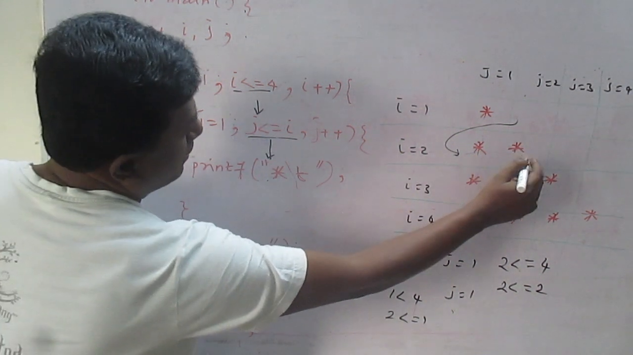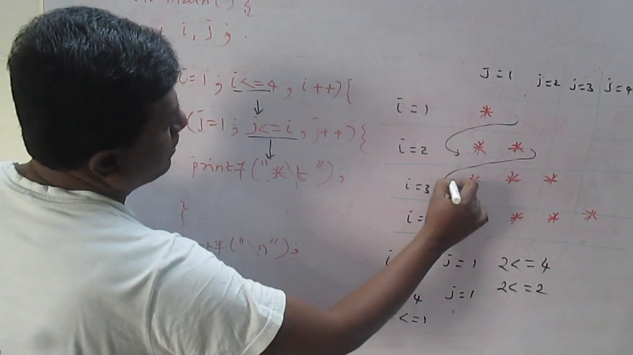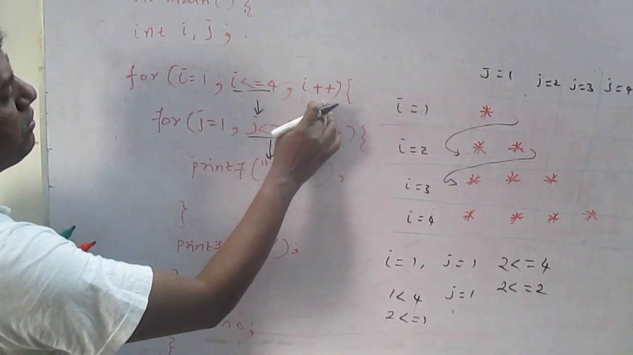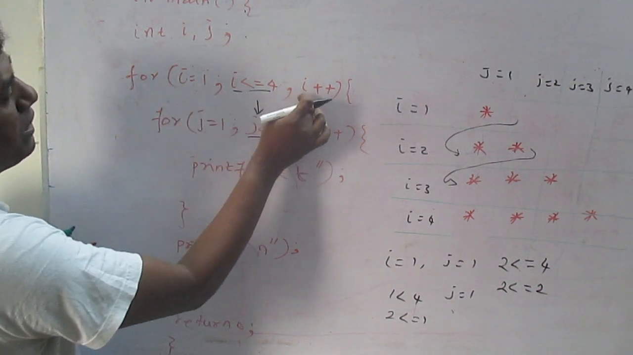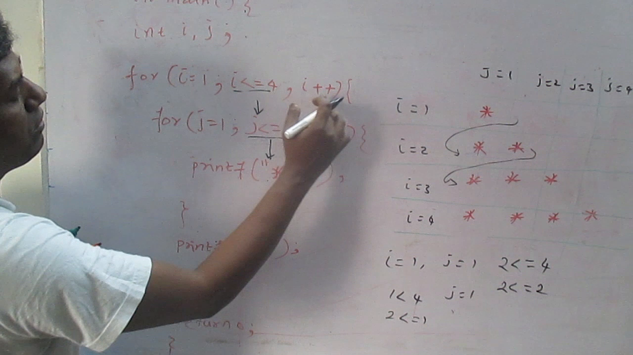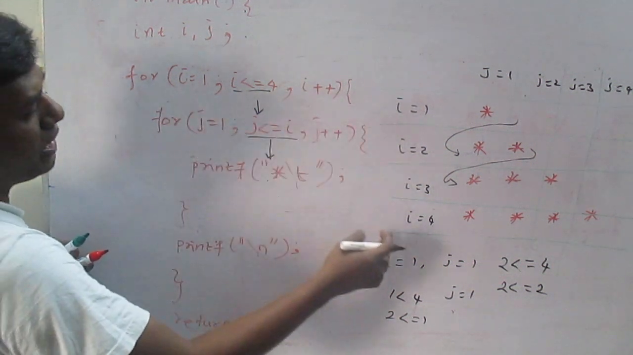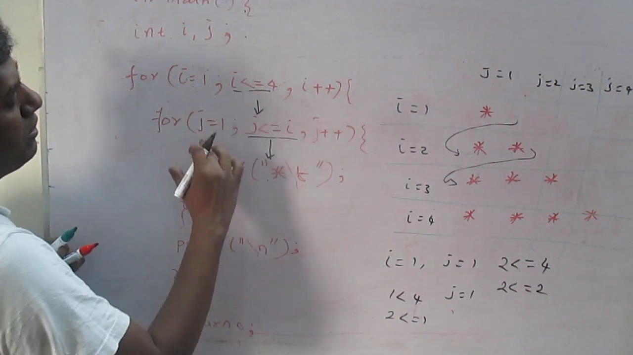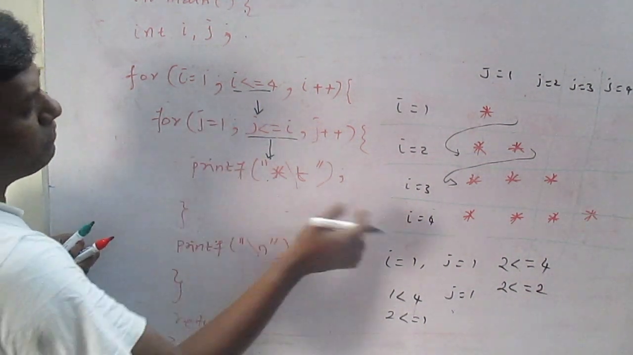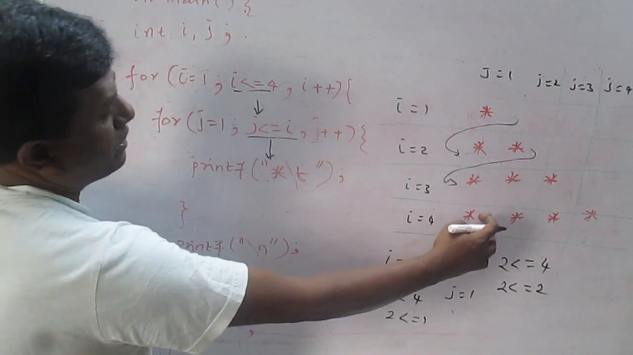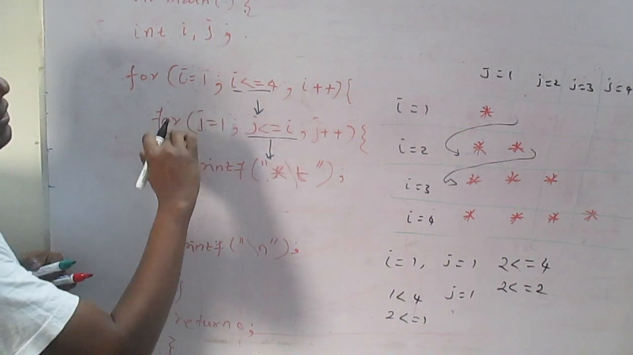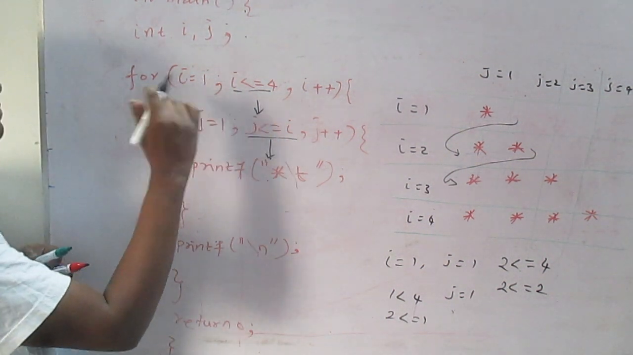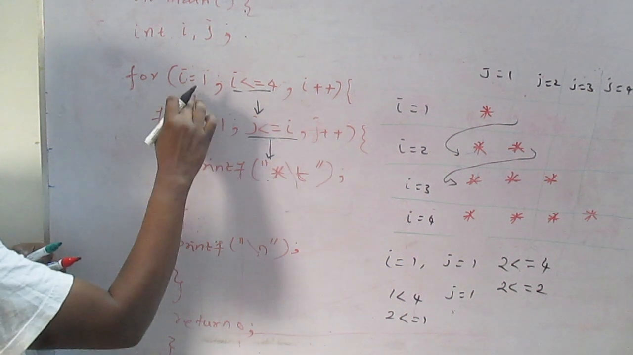From here again we come here, then we go back and do the update for the first loop. Previously i was 2, now i becomes 3. Like that, this loop works, and finally we get all the stars printed. This is how this for loop works.